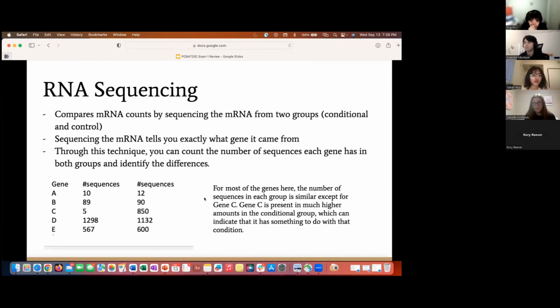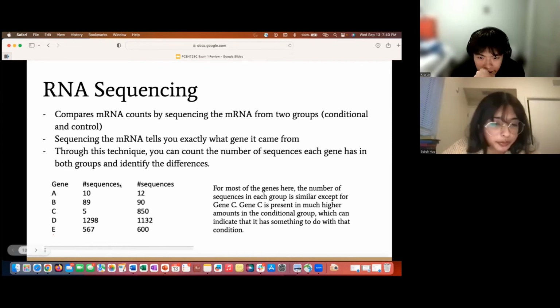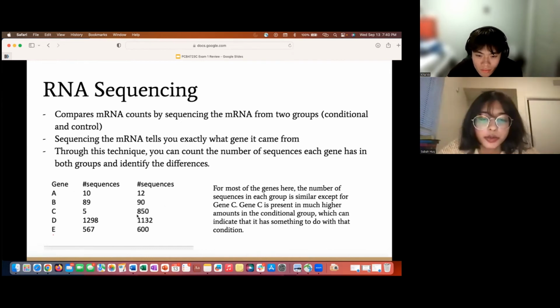So I have this example here that I got from the slides, but basically you can see that they have pretty much the same number of sequences for every gene, except gene C. The first group has only 5 sequences counted for gene C, and the second group has 850. So it is pretty clear that the gene they're differing in is gene C. And also group 2, the one with 850, is the conditional group. So it indicates gene C has something to do with causing that condition.